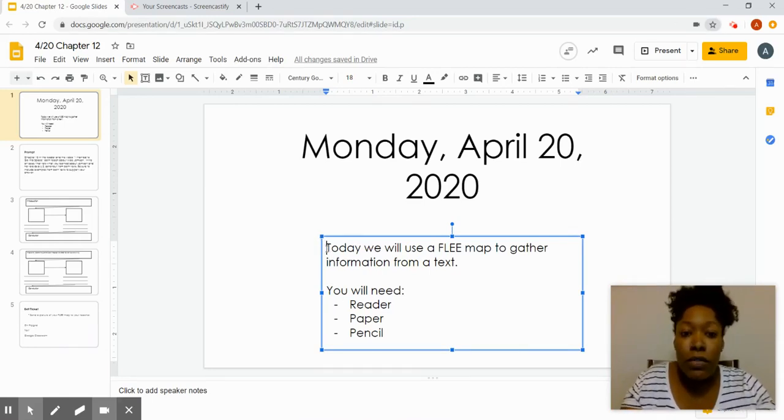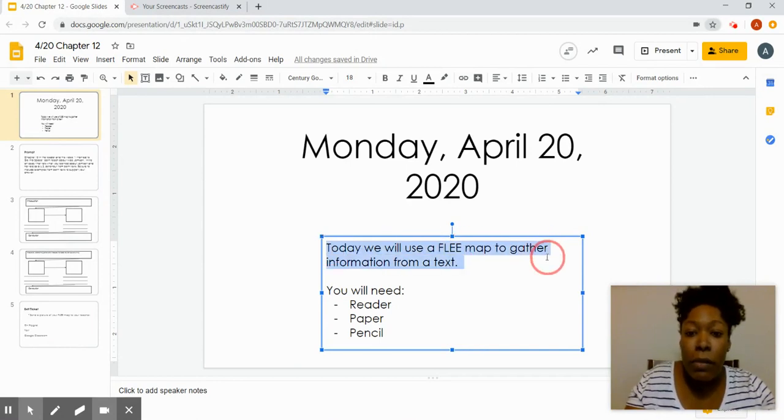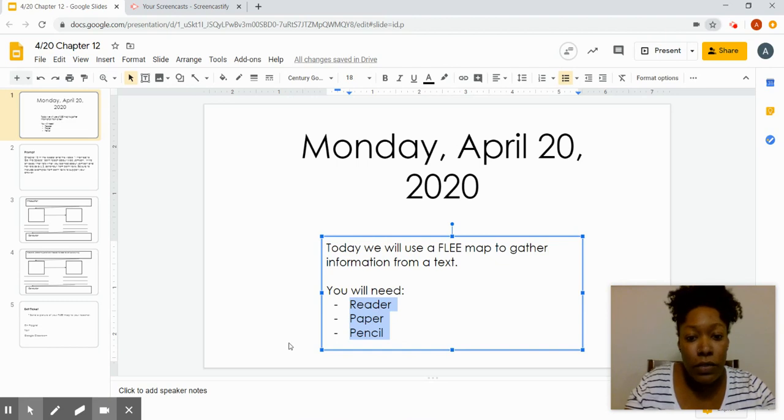And our reading objective for today is to use a flea map to gather information from a text. So we learned that a flea map is used to organize our ideas before we write an essay. So as you watch this video, you will need a reader, a piece of paper, and a pencil or something to write with. So if you don't have those materials, go ahead and pause this video now and get those materials and come back when you're ready.